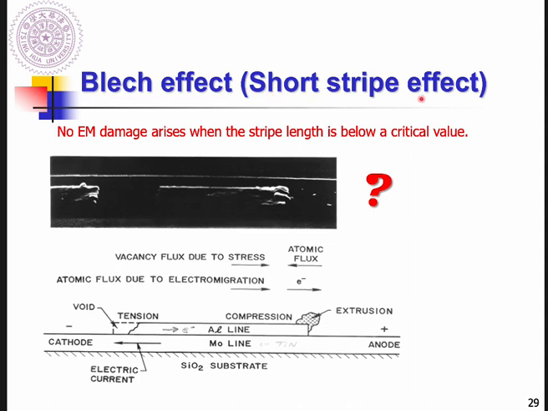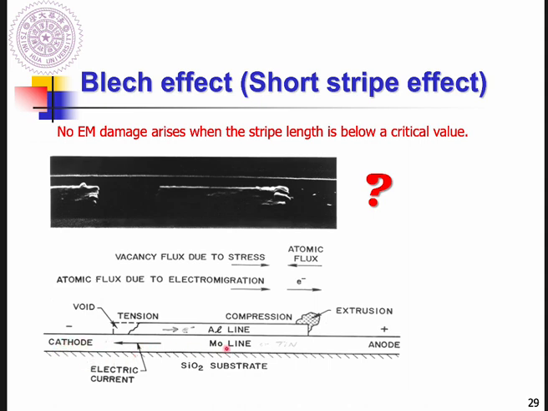What this means is that there's no electron migration damage when this stripe line length is below a critical value, a critical length. Under this situation, you are not going to visualize the EM damage. This we call the Black effect or short stripe effect. So I'm going to give you an example here.